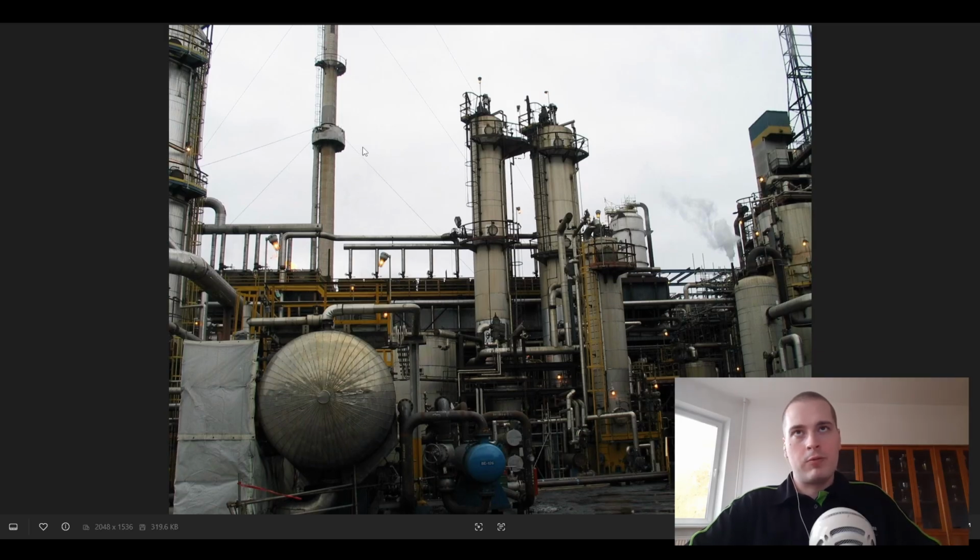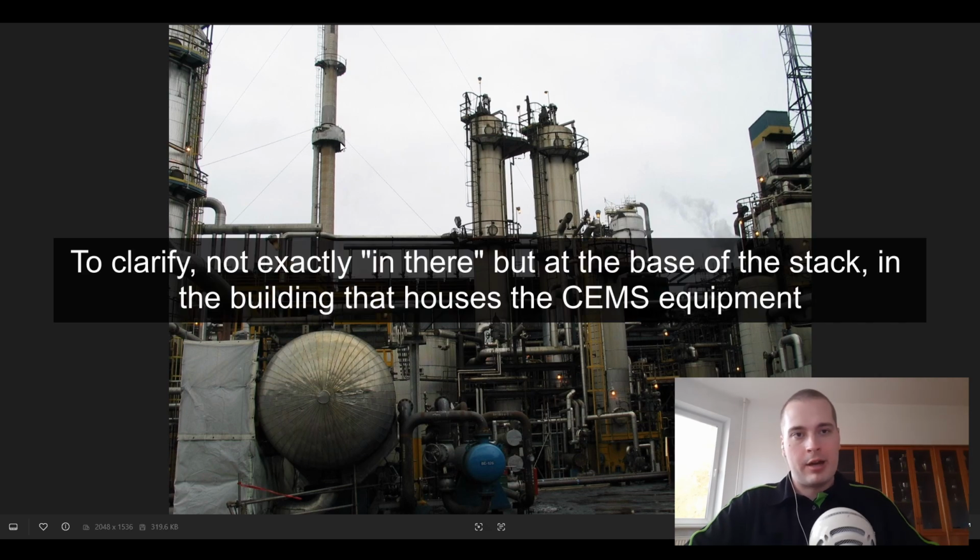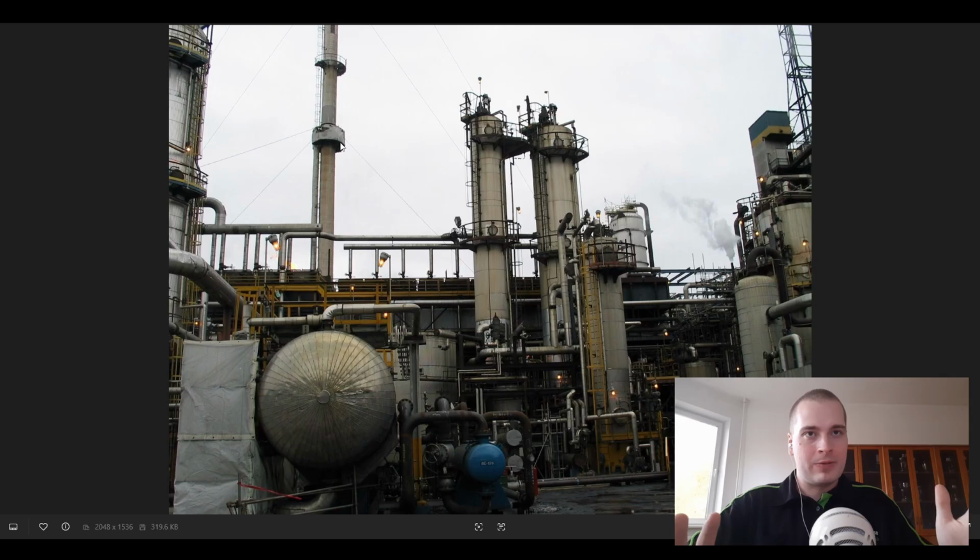On this lower platform, they actually have all the probes that go inside the stack to measure the emissions and stuff like that. So in plant 8, I spent most of my time in there, but I have walked by this area. I think back then I just never paid attention to what was actually happening in here, and I didn't know anything about the amine system.